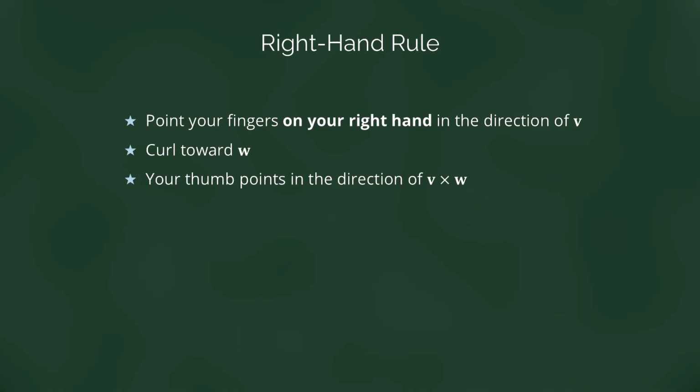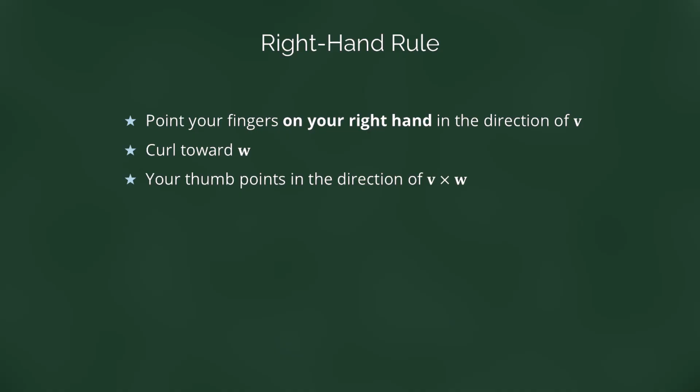Because the direction of a cross product vector is important, there's a quick and handy rule, no pun intended there, to determine its direction called the right-hand rule. If you wish to find V cross W, then you're going to point the fingers on your right hand in the direction of V, and then curl those fingers towards W. This will twist your hand so that your thumb ends up pointing in the direction of the cross product vector V cross W.